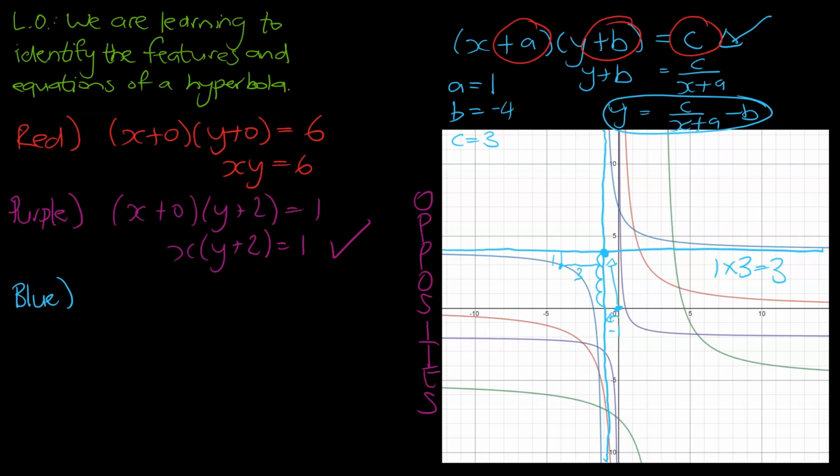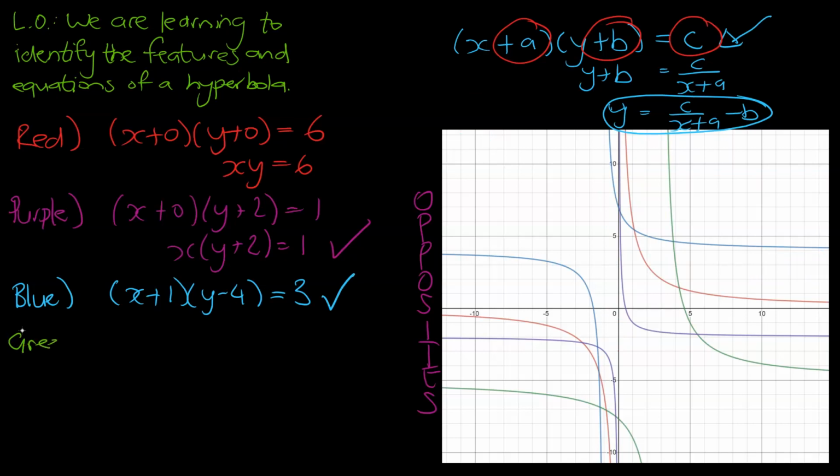So now that we've got A, B, and C, we can put all of them together to finish up our equation. So x plus 1, y minus 4, that there is going to be equal to 3. And this time around, there's no simplifying to be done because we have no zeros in our equation. Well done if you got that.